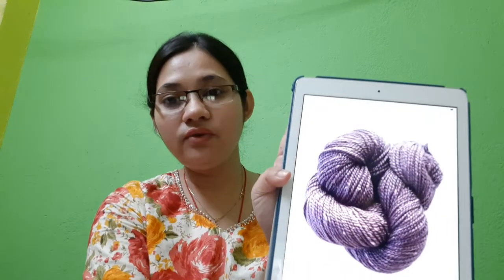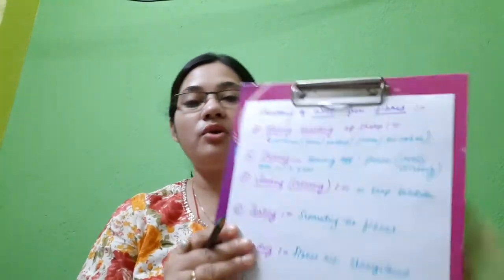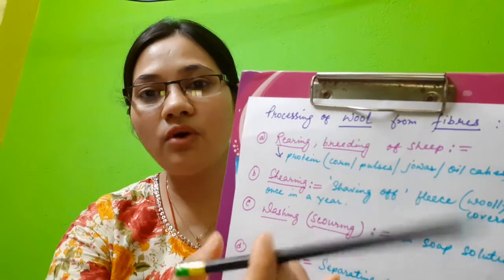Now wool means, just now I have shown you the yarn, that is called wool. So from where is this wool produced? It is produced from the fur of the sheep, that is called fiber, that is in the state of fiber. And what is fabric? When the sweater is woven, that is called fabric. So first comes the fiber, then comes the fabric. Now let us see what are the different processing steps of wool from the fiber.